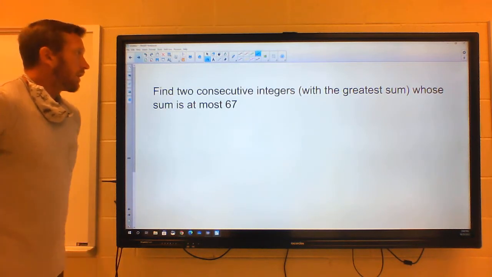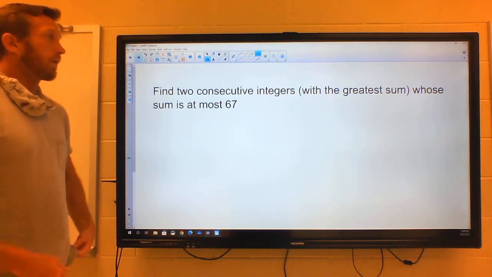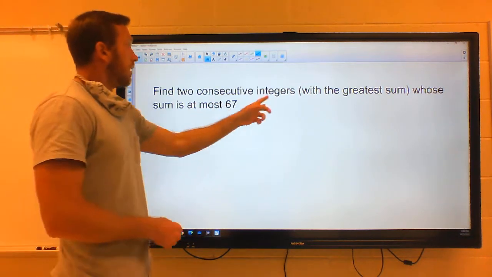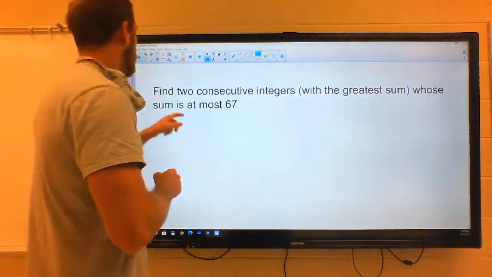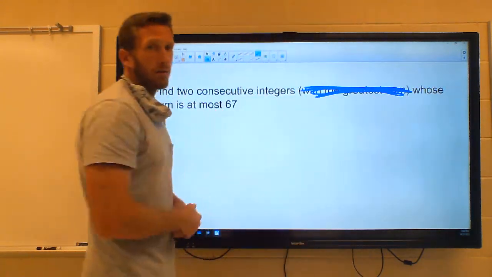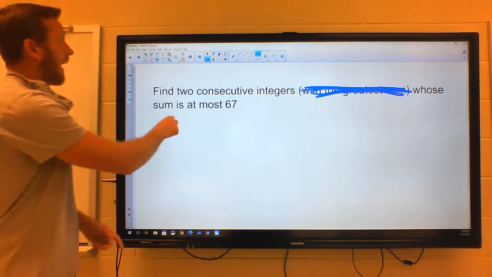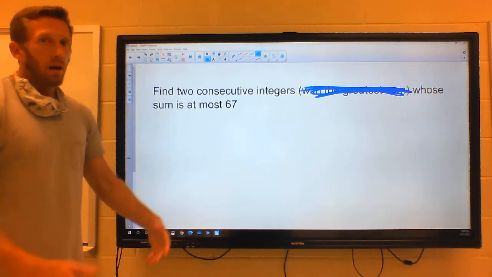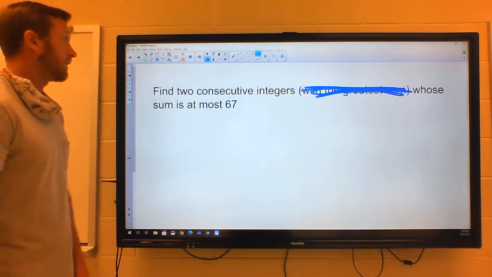Now we're going to talk about how to find 2 consecutive integers with greatest sum. What that means is we want the biggest two integers that fit the situation. So imagine this was not there. Let's read this off together. Find two consecutive integers whose sum is at most 67. So we're saying we want two numbers that add up to be at most 67.